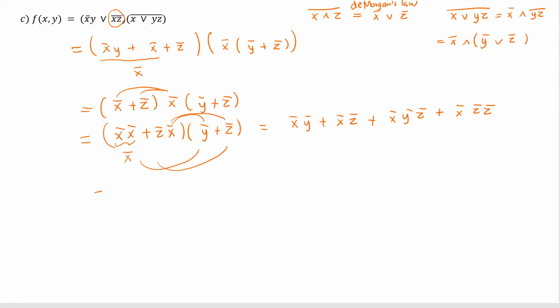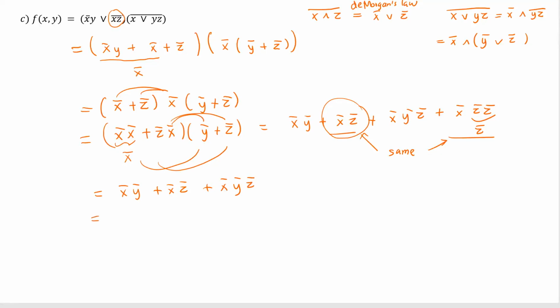Okay, what is this guy? Oh, right. So you can see z bar z bar together is the same as z bar. So actually this guy and this guy, they are the same. Okay, they are the same. So we can just combine them and just pick one of them. So we have x bar y bar plus x bar z bar and plus x bar y bar z bar.